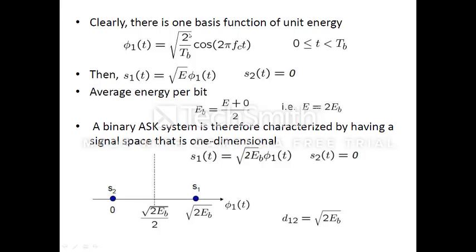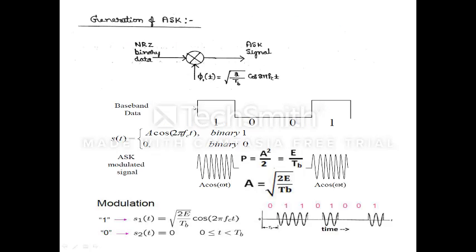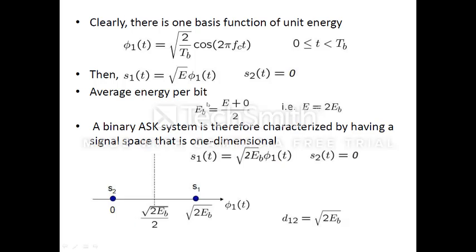Clearly, there is one basic function of unit energy. Phi 1 of t, corresponding to the carrier, is equal to under root 2 divided by Tb; actually, it could be under root 2E divided by Tb cos 2 pi fct, where E is the energy of that signal, which we consider equal to 1. So E is going to be equal to 1. Then S1 of t is equal to under root E phi 1 of t.